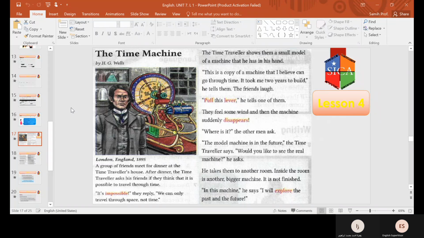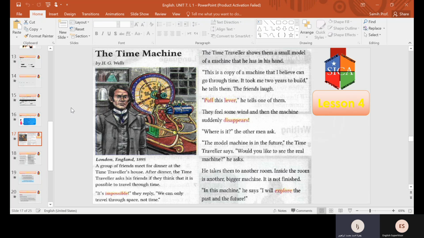London, England, 1895. A group of friends meet for dinner at the time traveler's house. After dinner, the time traveler asked his friends if they think that it's possible to travel through time. It's impossible, they reply. We can only travel through space, not time. The time traveler shows them a small model of a machine that he has in his hand.